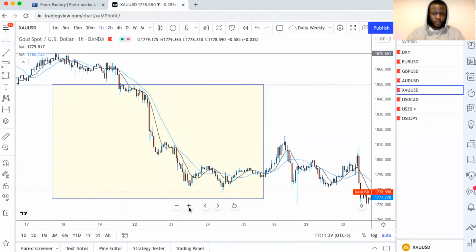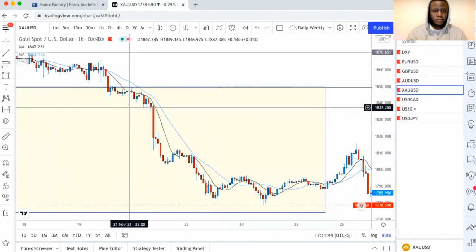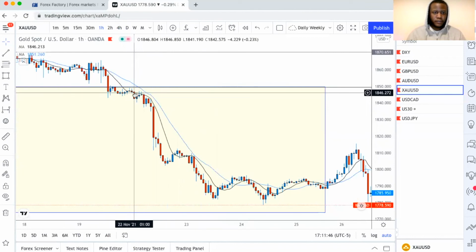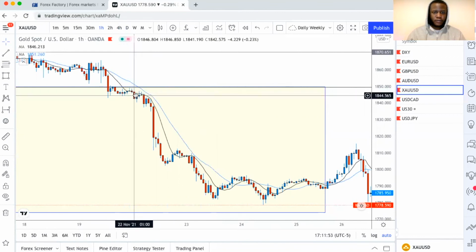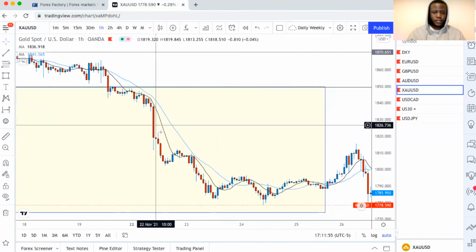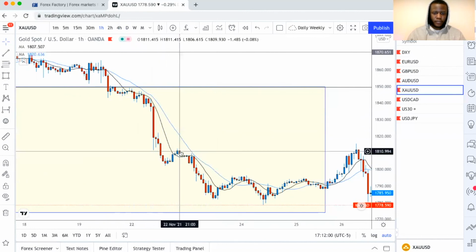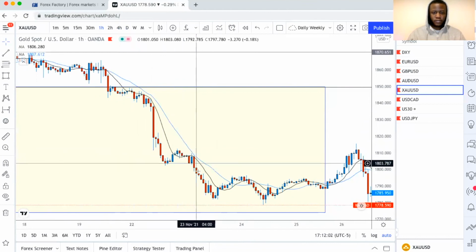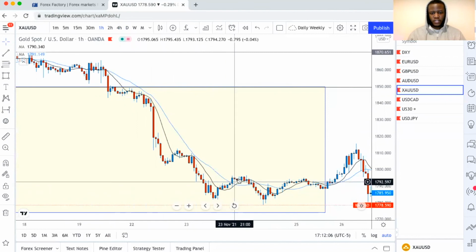Zoom in a bit. Could be a seller right here once it pulls back to the moving average. It pulls back, still looking for sells. It continues dropping, and you get out once you see the 1 hour moving average cross over.